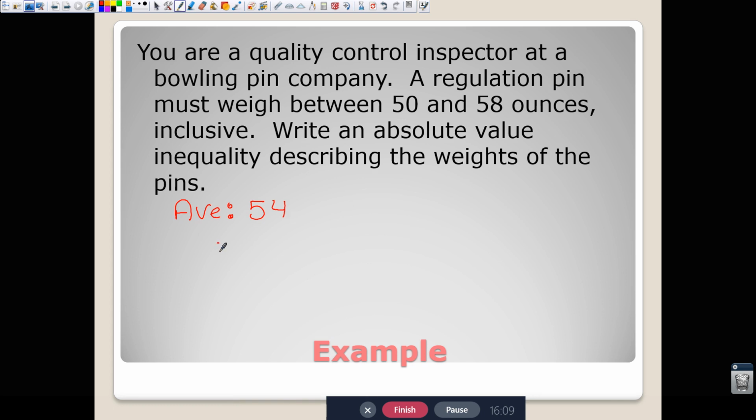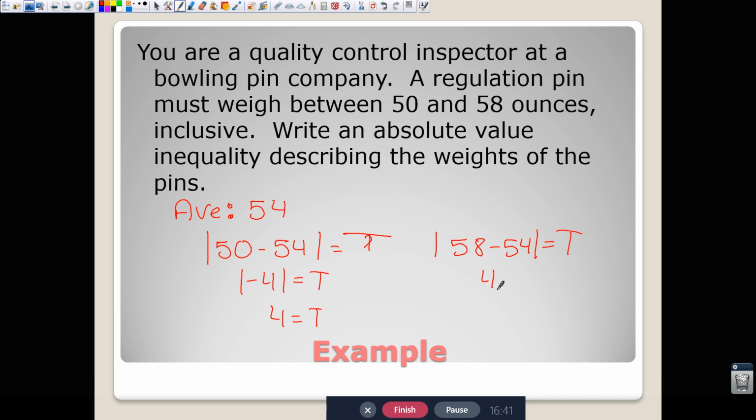Okay. So now that I know my average, I can take one of my x's and find my tolerance. So I'm going to do, let's just say we'll start with 50 minus 54. And remember, this is an absolute value. And that's going to equal my tolerance, t. Okay? So I'm going to get negative 4. And what is the absolute value of negative 4? 4 equals t. But let's just make sure that 54 was right. So let's try 58 as well, just to make sure. So 58 minus 54. So we will get 4. And the absolute value of 4 is 4. So we got 4 for both.